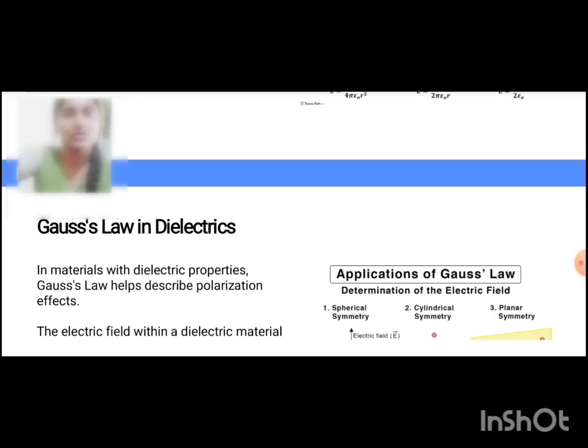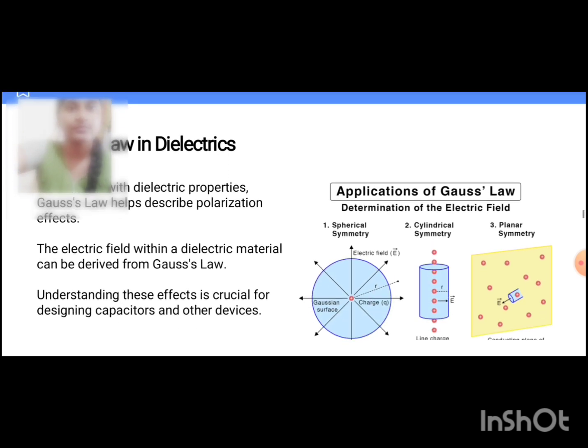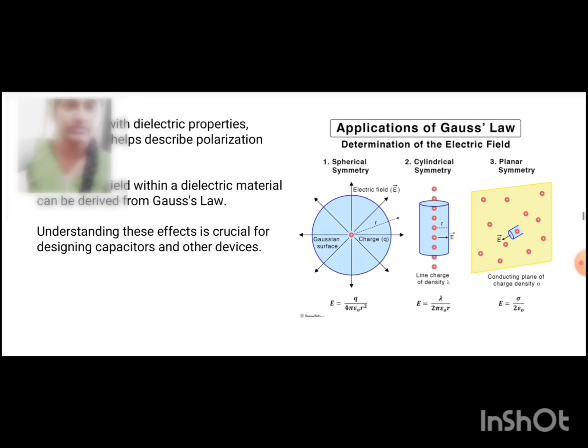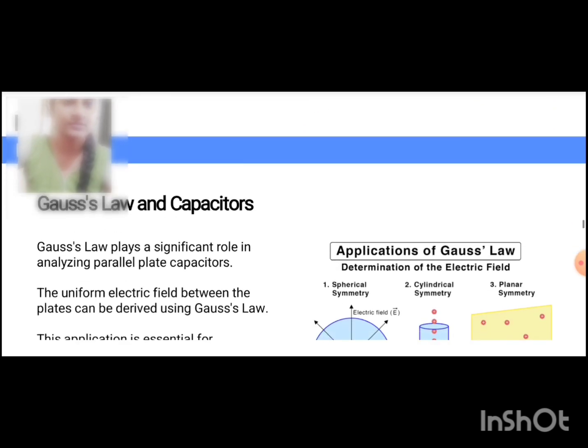So, Gauss law in dielectrics. In materials with dielectric properties, Gauss law helps describe polarization effects. The electric field within a dielectric material can be derived from Gauss law. So understanding these effects is crucial for designing capacitors and other devices.